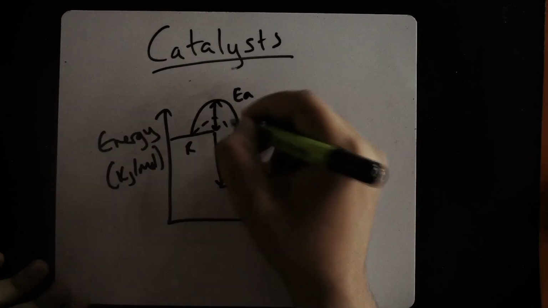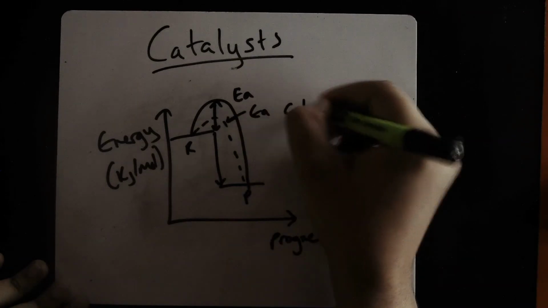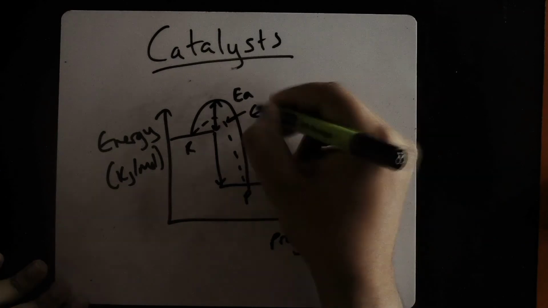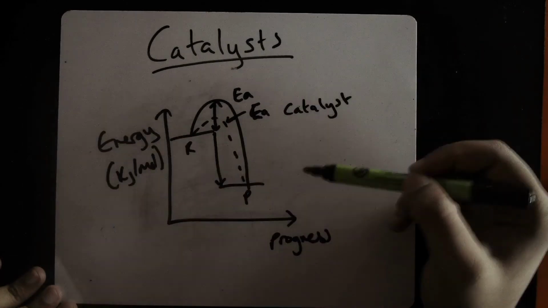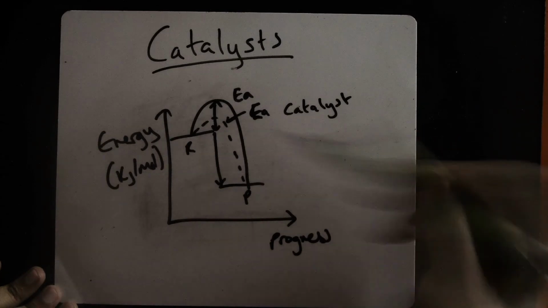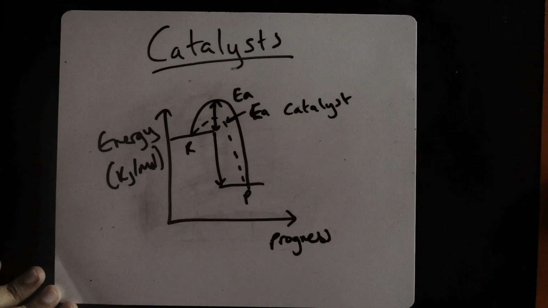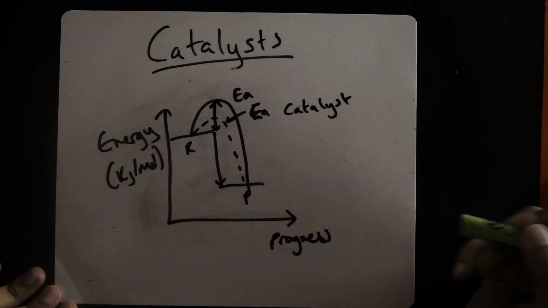We label this EA catalyst. Because the energy needed to start the reaction is lower, we need fewer collisions for this reaction to start. This is economically good for industry because less energy is needed to start a reaction.